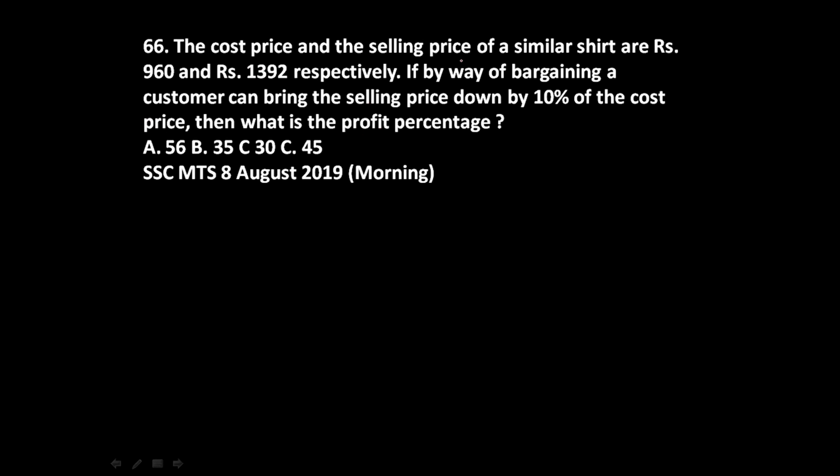The cost price and the selling price of a similar shirt are rupees 960 and 1392 respectively. If by way of bargaining a customer can bring the selling price down by 10% of the CP, then what is the profit percentage? Okay. So what's the CP? CP is 960. So 10% of the CP means 96. SP is 1392. So after bargaining the SP will be now 1392 minus 96, right? It will be 1296.